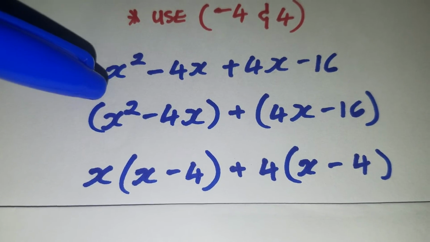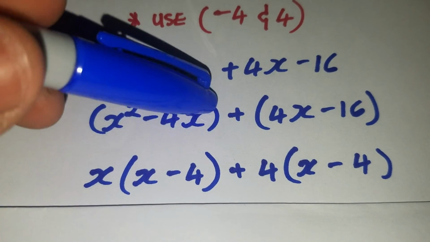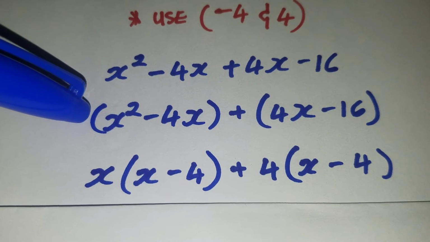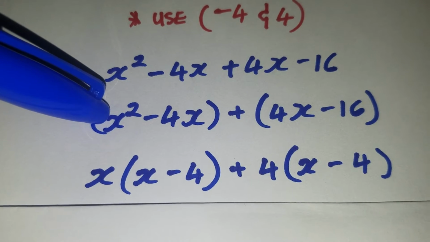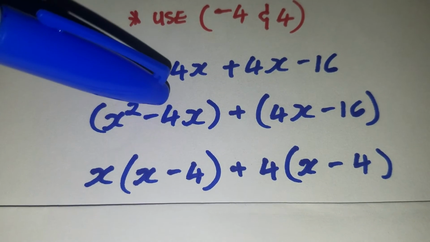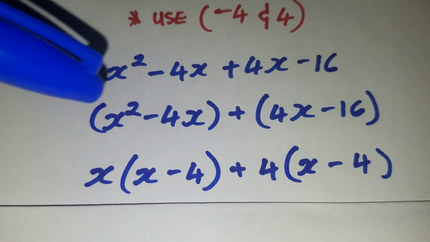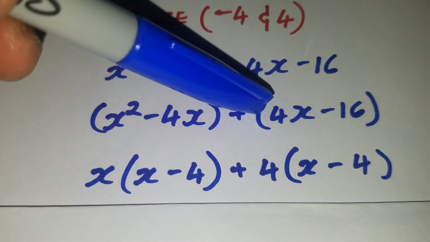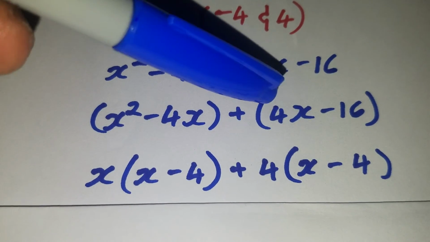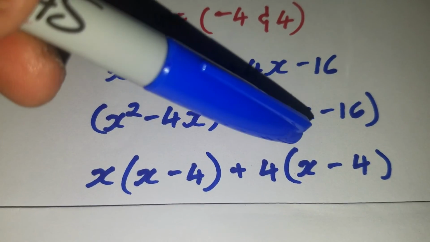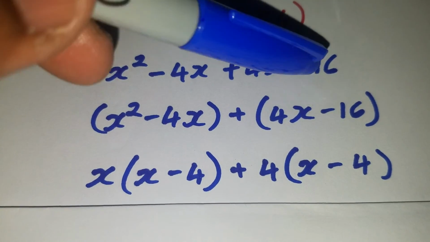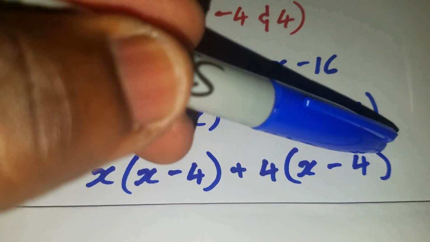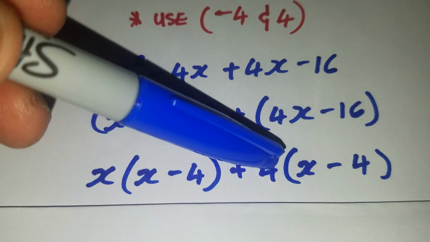When we factor out the terms, x is the common term on the left side of the bracket. So when we factor x out of x squared, we're left with x. When we factor x out of negative 4x, we're left with negative 4, and the x is outside. In this term, 4 is the common factor. So when we factor 4 out of 4x, we're left with x. And when we factor 4 out of negative 16, we're left with negative 4, while the 4 is outside.